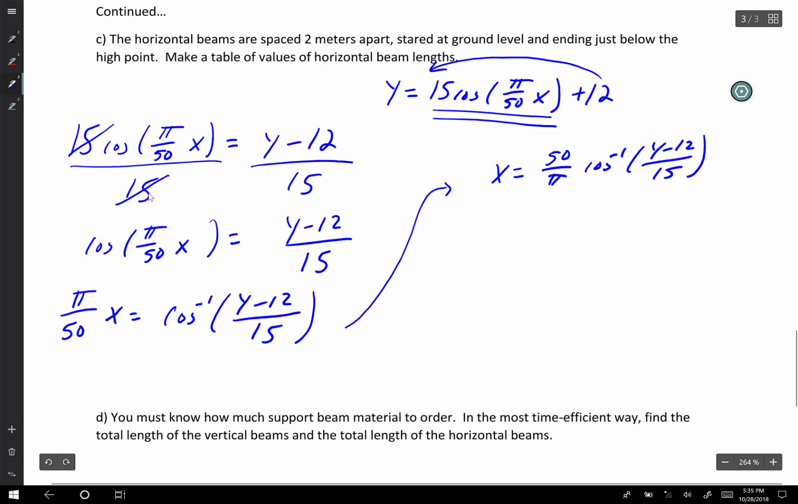And I know what you're thinking. You're like, man, Chavez, there's no space for me to write my table. Yeah, there is. So here's your table. You're going to put the y value first and the x value right here. I'm going to put y value in quotes because we're going to do something about it right here. And then x, where this is the horizontal beam length.